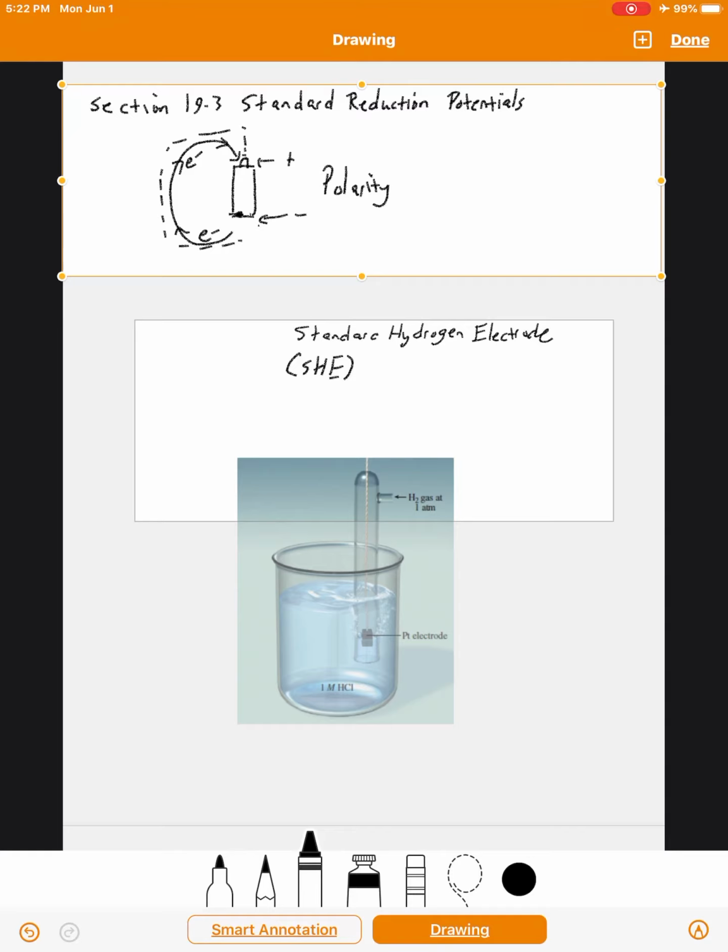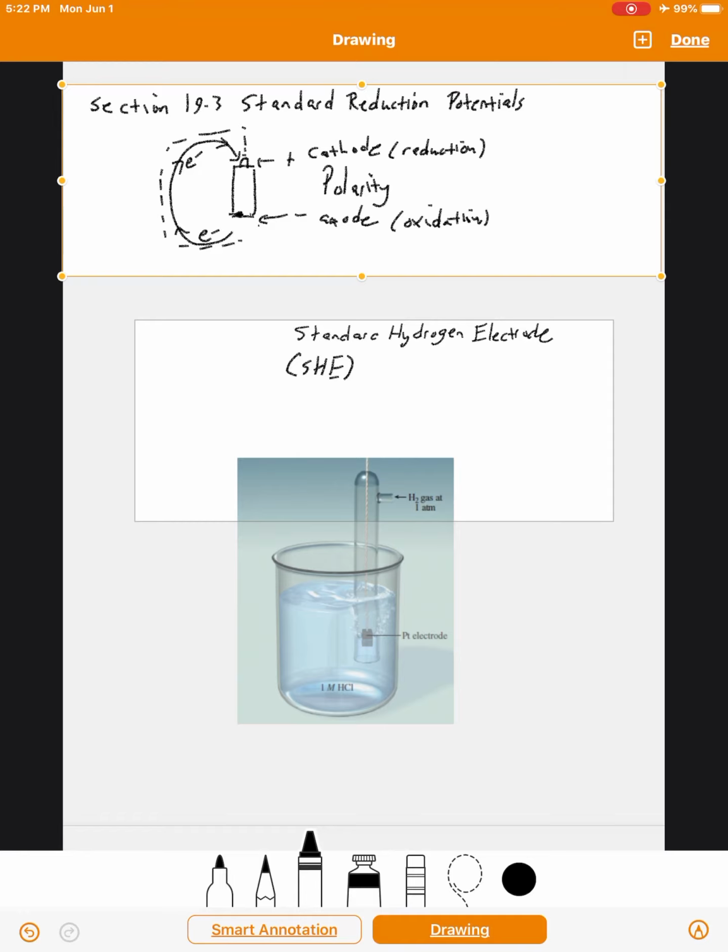Now, if we want to measure the voltage or the potential of a battery, or of a galvanic cell, because remember a battery is a galvanic cell, we need to connect it at 2 points. We need to have a positive terminal and a negative terminal. Okay? The positive terminal in a galvanic cell is the cathode. And the negative terminal is the anode. Okay? And remember we said that the cathode is where reduction is occurring. And the anode is where oxidation is occurring.